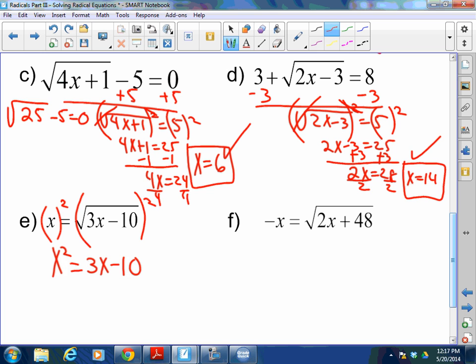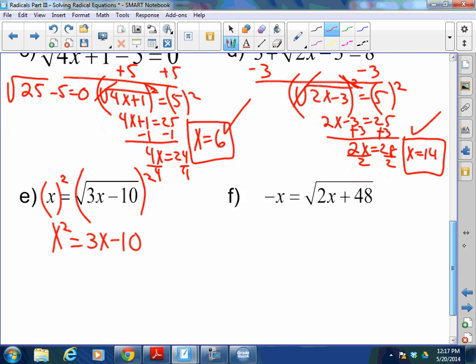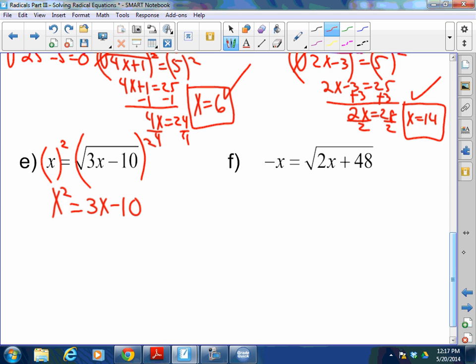Wait a second. How do I factor a trinomial? Oh, I gave it away. How do I solve this trinomial? Okay, but before I factor it, what do I got to do? I got to put it into standard form. So I'm going to subtract 3x and add 10. So I got x squared minus 3x plus 10 equals 0.